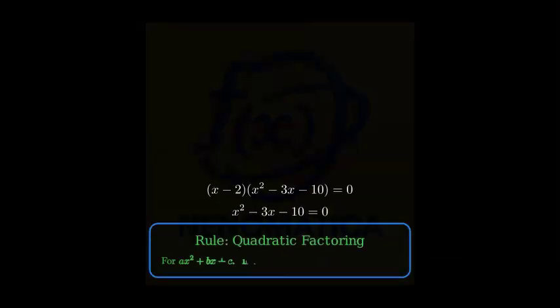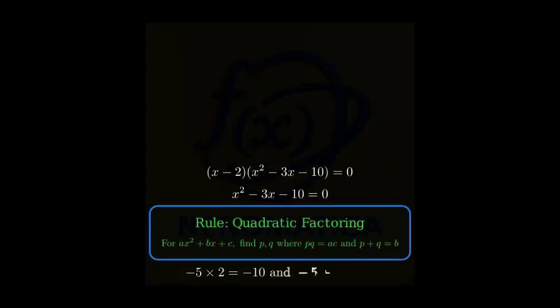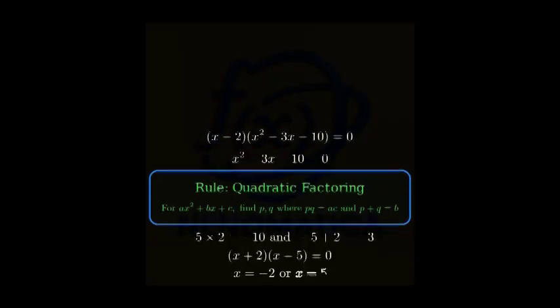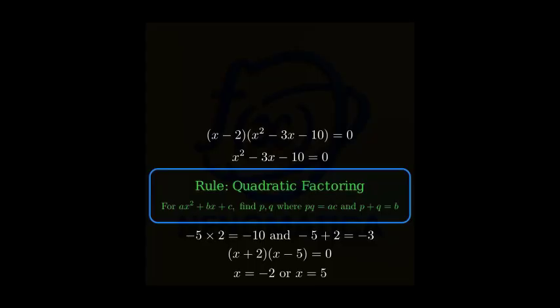We can solve this quadratic equation by factoring. Let's find two numbers whose product is negative 10 and whose sum is negative 3. The numbers negative 5 and positive 2 work because negative 5 times positive 2 equals negative 10, and negative 5 plus 2 equals negative 3. So the quadratic factors as (x + 2)(x - 5) = 0, therefore x equals negative 2 or x equals 5.